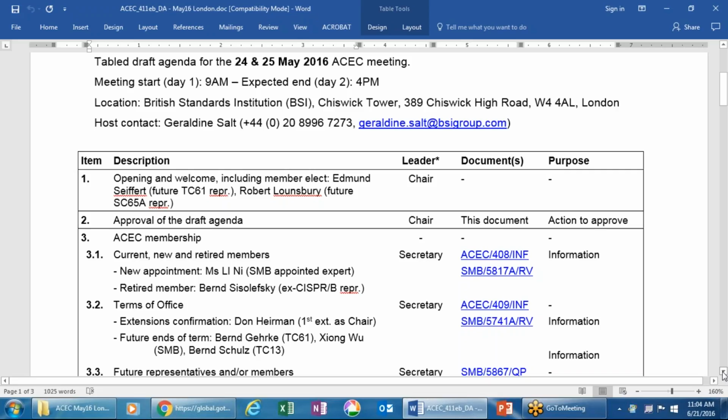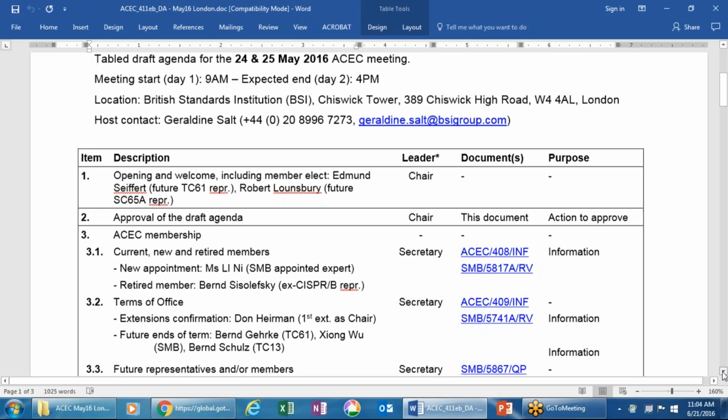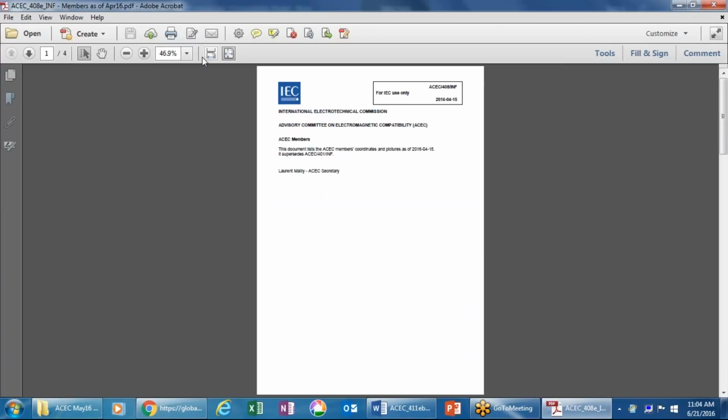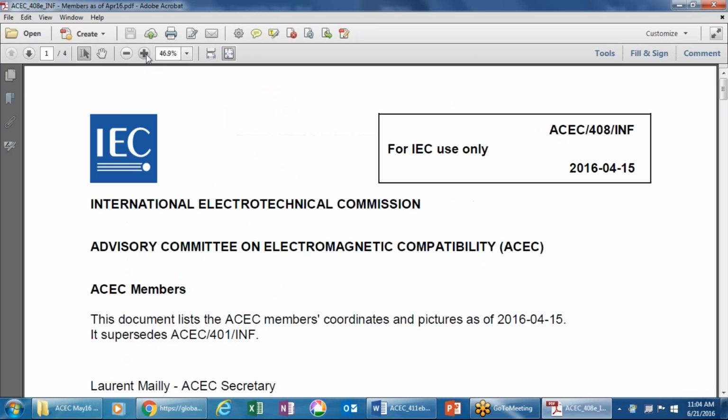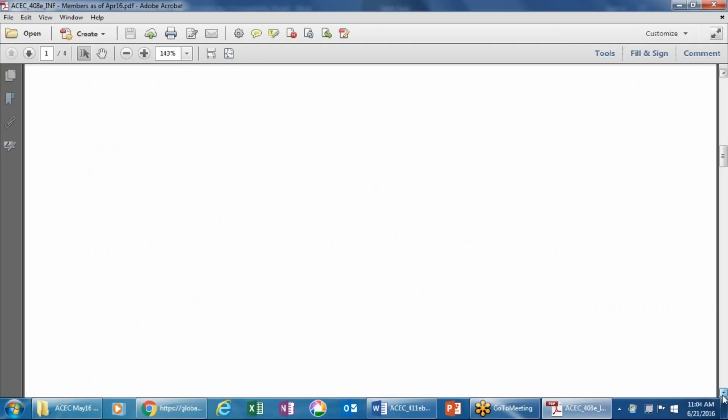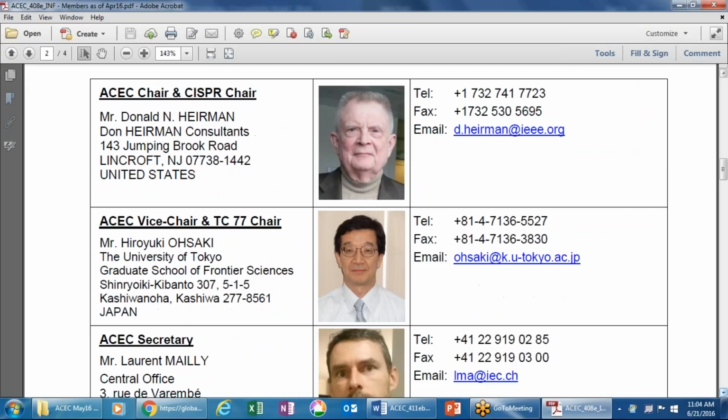We have invited several technical committees that have EMC to join, and I have the ability as chair to bring in anyone as a guest as needed, but I prefer to have someone that's responsible that we can count on being there. So agenda item 3 is the membership. Maybe I'll just open the 408 document and make it a little bigger so anyone can see it. And you go to page 2, which is coming up.